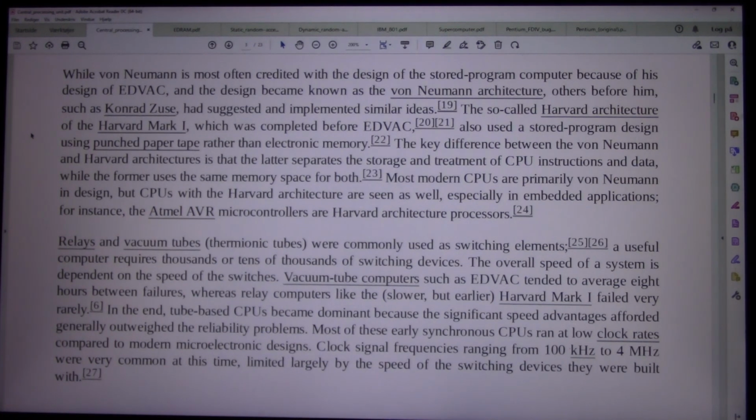The key difference between the von Neumann and Harvard architectures is that the latter separates the storage and treatment of CPU instructions and data, while the former uses the same memory space for both. Most modern CPUs are primarily von Neumann in design, but CPUs with the Harvard architecture are seen as well, especially in embedded applications. For instance, the Atmel AVR microcontrollers are Harvard architecture processors.